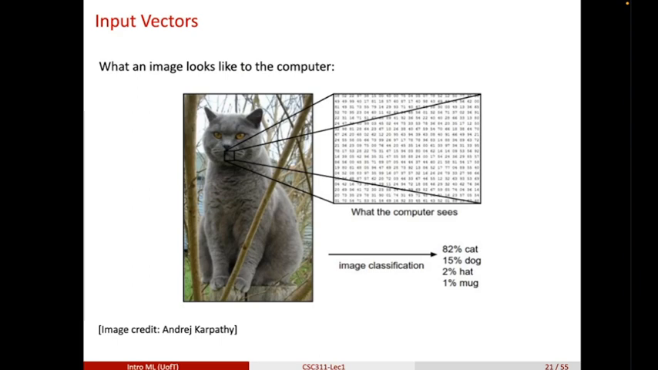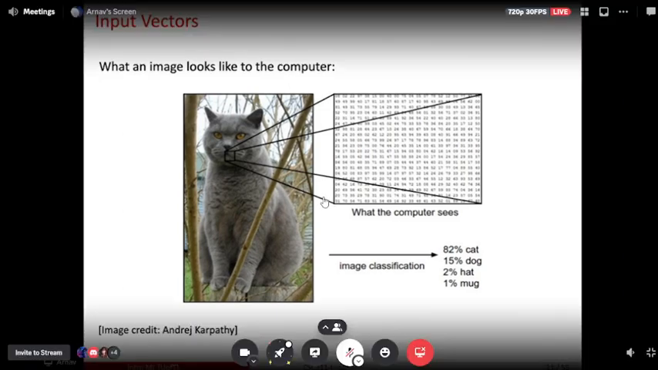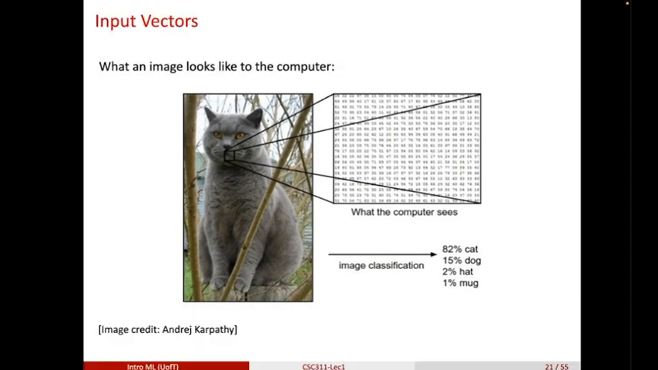One more point I wanted to make is that machine learning is all based on probability and statistics. Especially in image classification, as shown, the computer is saying, based on all the numbers it received, there's an 82% probability that it's a cat, 15% that it's a dog, 2% that it's a hat, and 1% that it's a mug. This is all based on probability, and usually they'll just pick the top one: if it's 82% cat, they'll say it's a cat, and in this case, that's right.